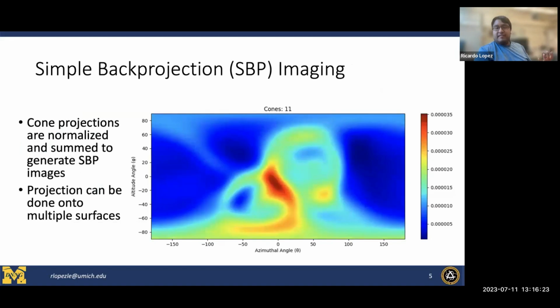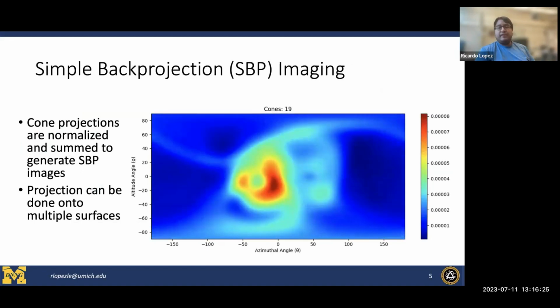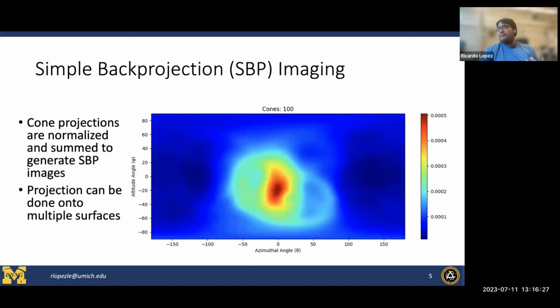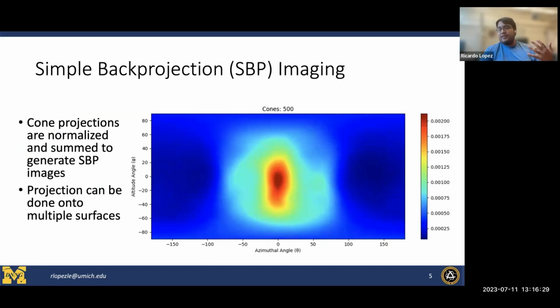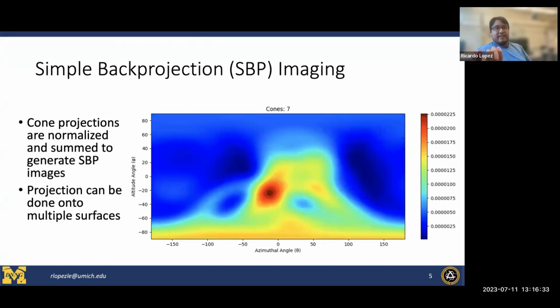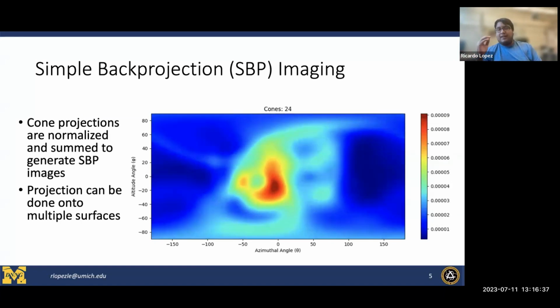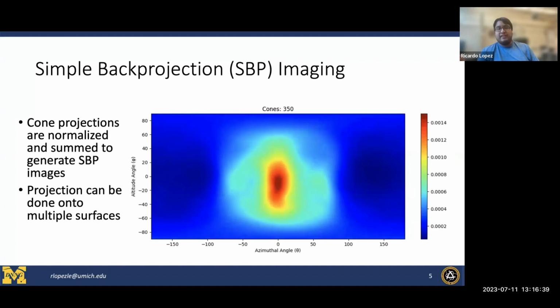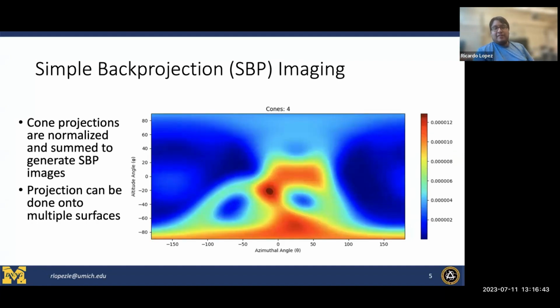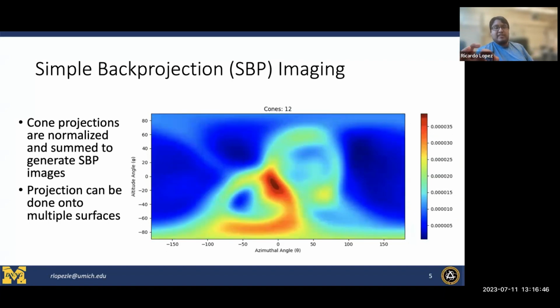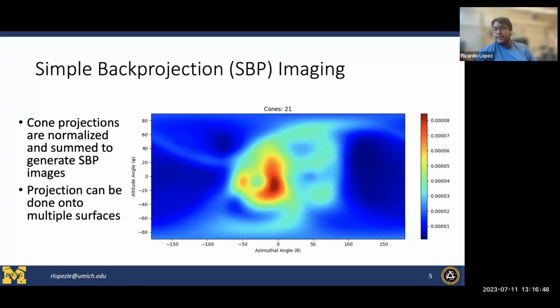So once you have all these cones, what you can do is essentially sum them all, project them onto the surface around your system. In this case, say a sphere, and then you can add all these cones on top of one another, essentially, in what we'll be calling simple back projection. And that will allow you to ultimately end up converging on a particular location in polar space.